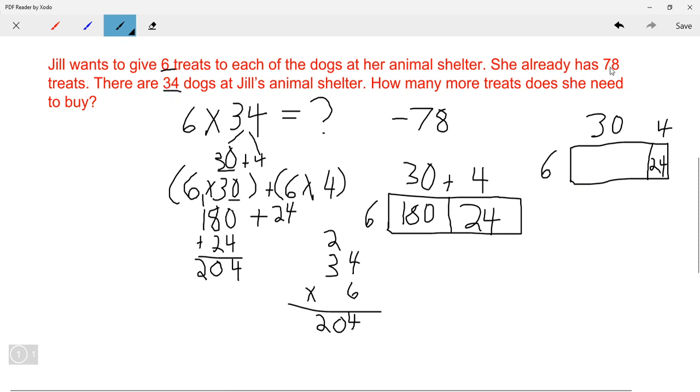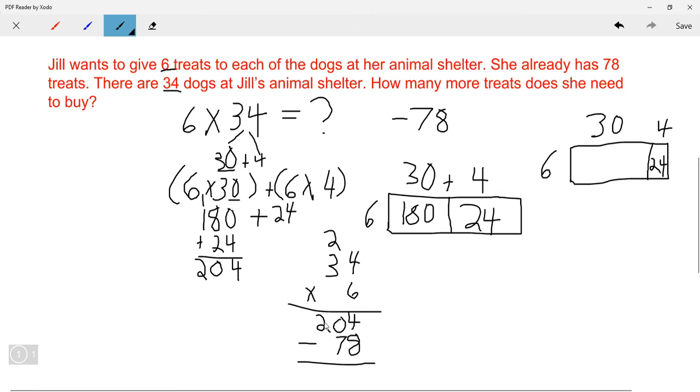But she already has 78. So all we're doing here is subtracting what she already has to figure out how many more she needs to buy. So, make sure that you don't put 204 as the answer, because that is not the answer. That's only the answer to part of the question, and it will be the wrong answer because that's not what they're asking for.